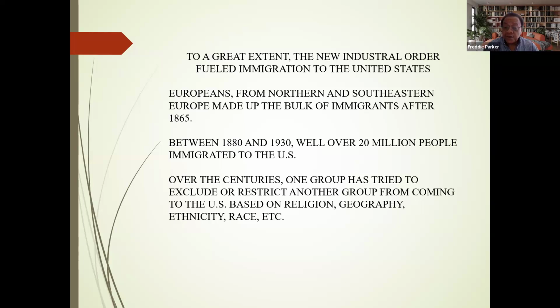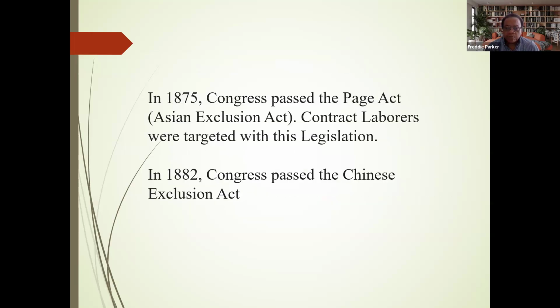And over the centuries, one group has tried to exclude or restrict another group from coming to the US based on religion, geography, ethnicity, race, or whatever. What we see today in efforts to restrict folks from Haiti or from the Caribbean or folks from Africa or folks from Latin American countries, that's not new. It's always been the case. In 1875, Congress passed the Page Act, which actually excluded Asians. In 1882, you probably have heard about the Chinese Exclusion Act.